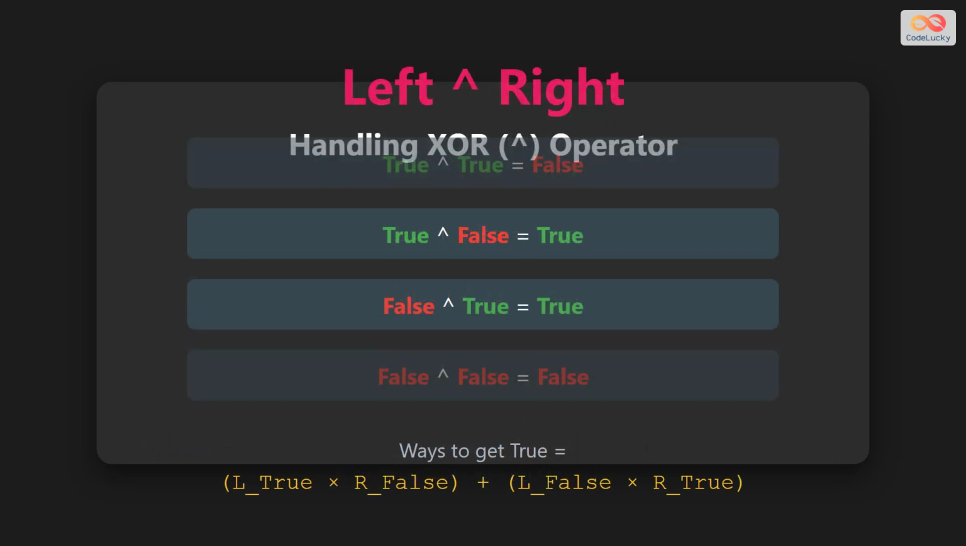For the XOR operator, the result is true if exactly one of the sides is true. This means we either need left true and right false, or left false and right true. We calculate the ways for these two scenarios and add them together.